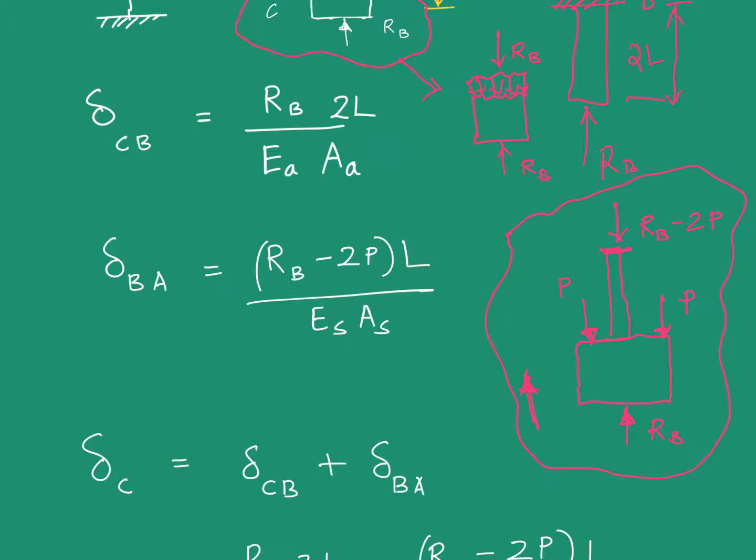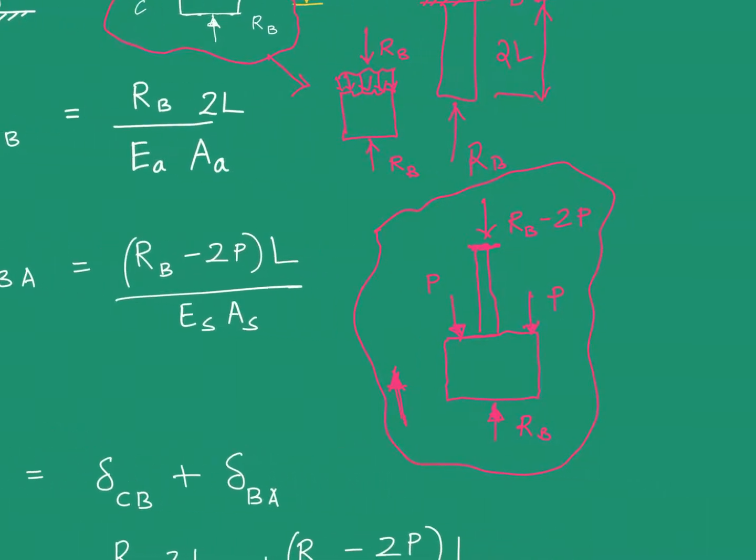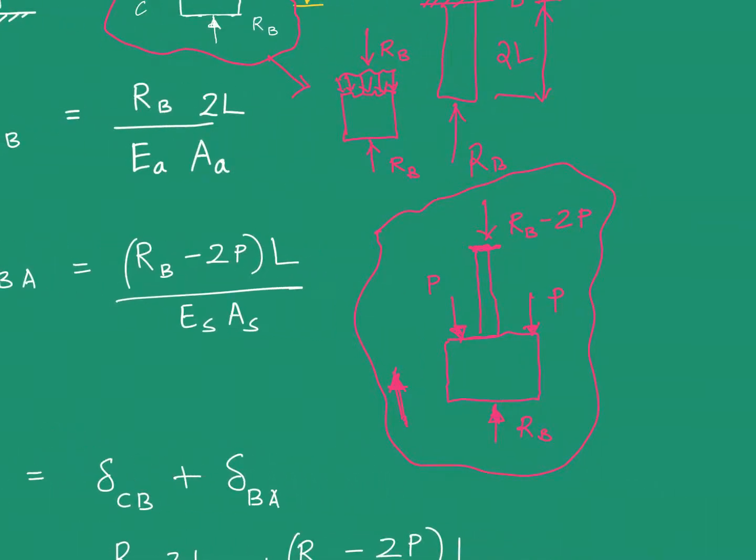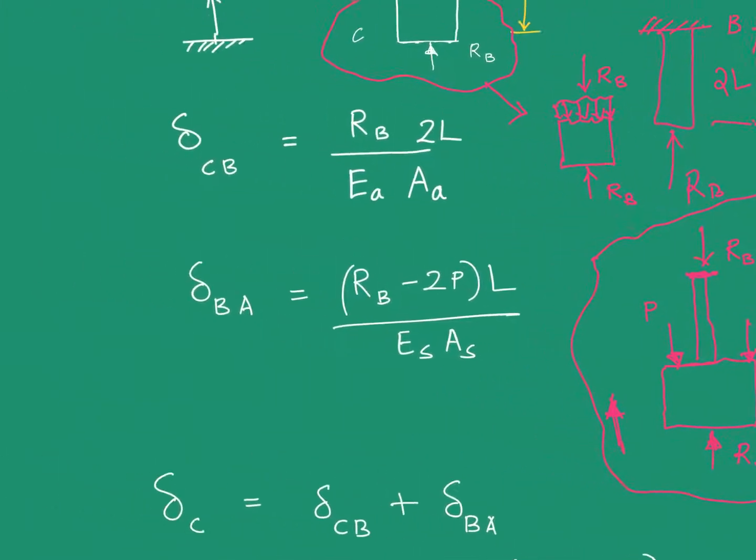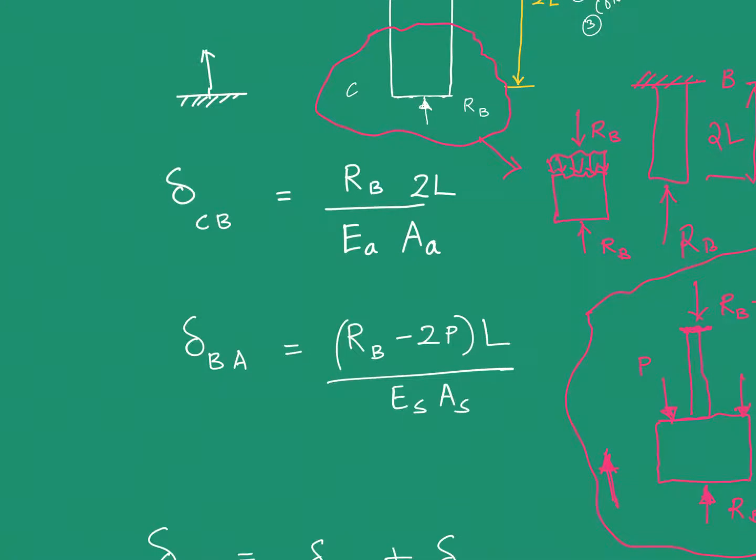So it is at static equilibrium. So if you sum up the forces acting along the y direction, you should get 0. Make sense? So that's why instead of RB, when you are computing the relative displacement of point B, you can see RB minus 2P over here.